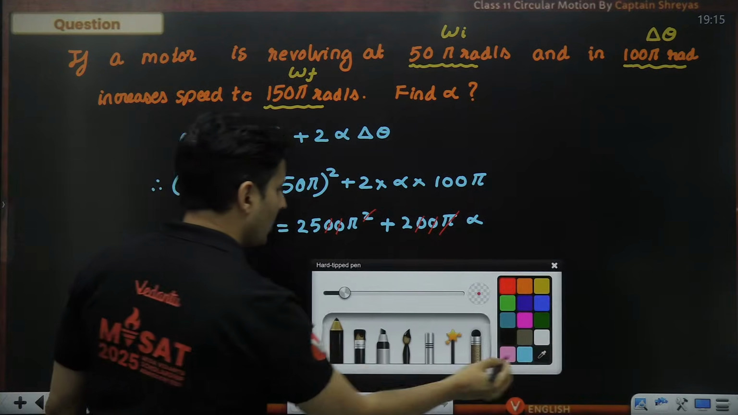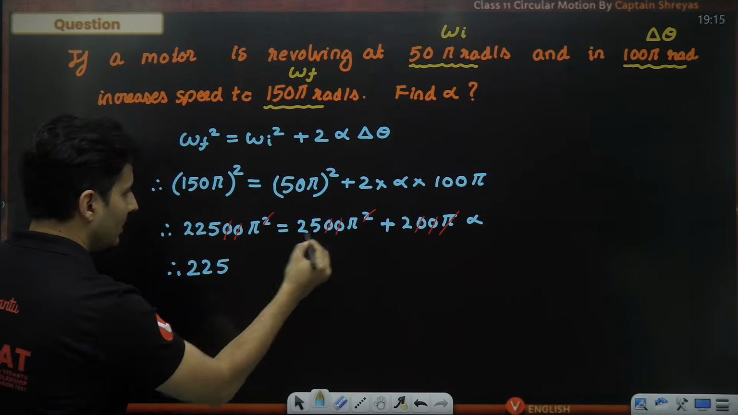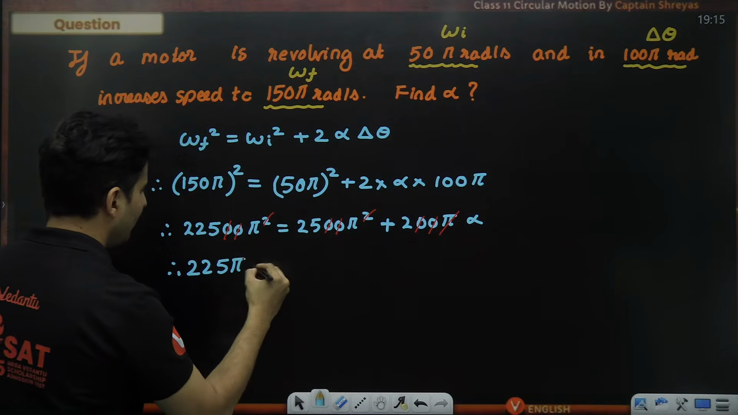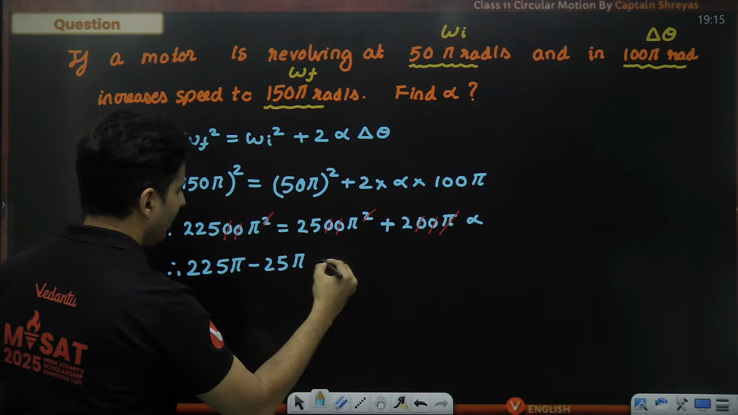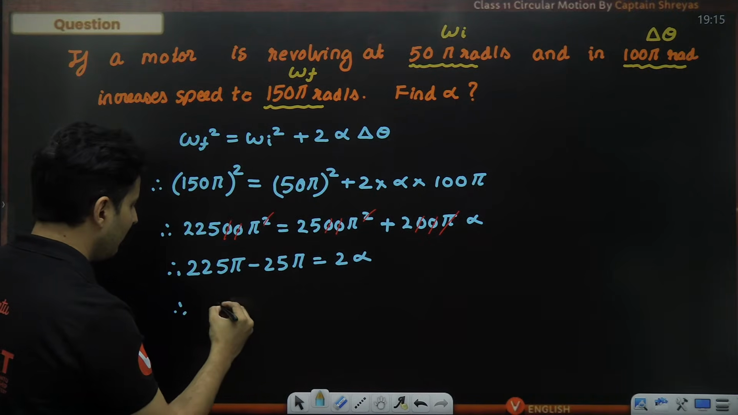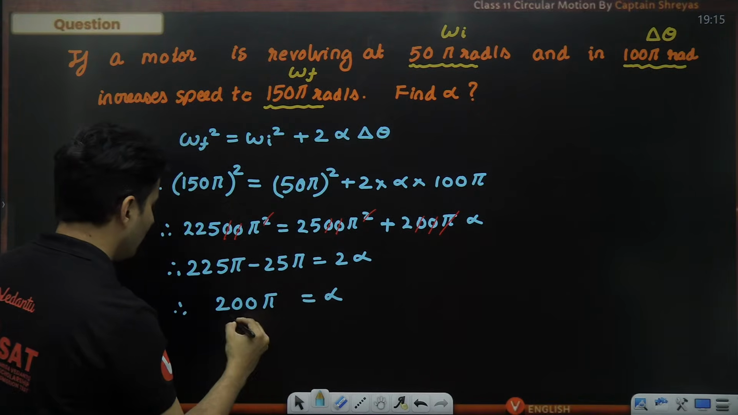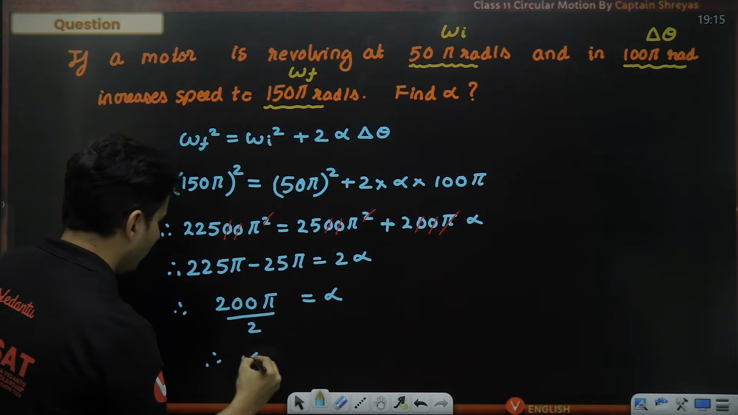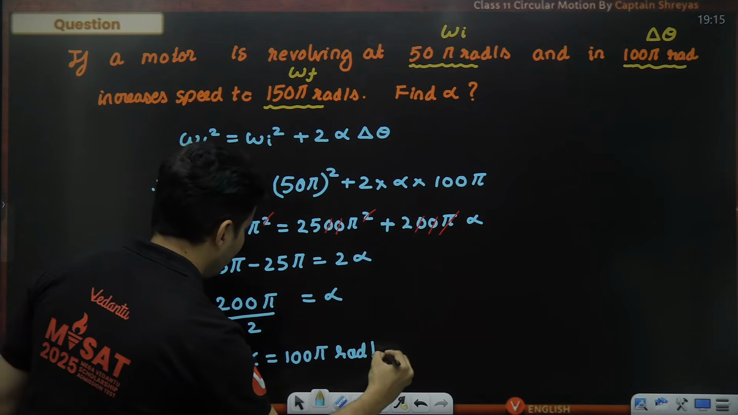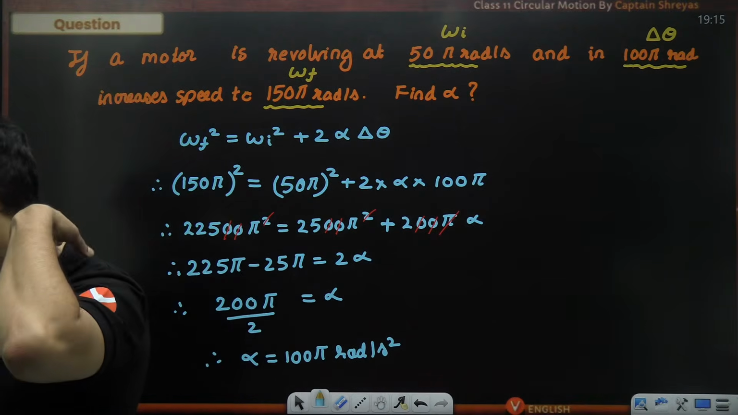That's it. Okay, perfect. So I have 225. Take this 25 over here. 225 pi minus 25 pi is equal to 2 alpha. 225 minus 25 is 200. So 200 pi is 2 alpha, so alpha will be this by 2. Therefore, alpha will be 100 pi radian per second square. That is the answer. 100 pi.